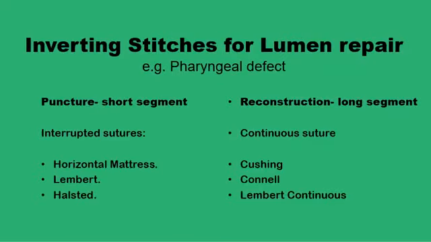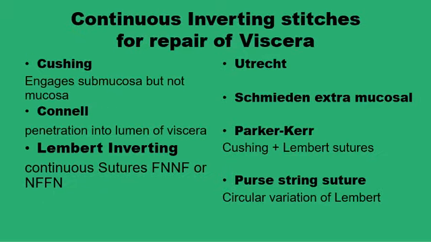And now to another group of sutures, the inverting continuous sutures used for the repair of a lumen. If there is a puncture in the lumen of a hollow viscus or a very short segment, interrupted sutures can be used, like a horizontal mattress or a Lembert or a Halsted. But if it's a long segment, the repair would require a continuous suture, and then other sutures like Cushing, Connell, Lembert continuous, or other types of continuous inverting sutures would be needed. These are 6 different types of continuous inverting sutures.